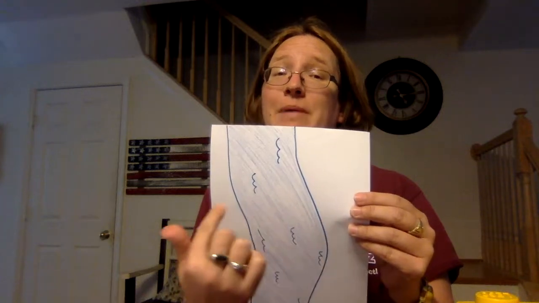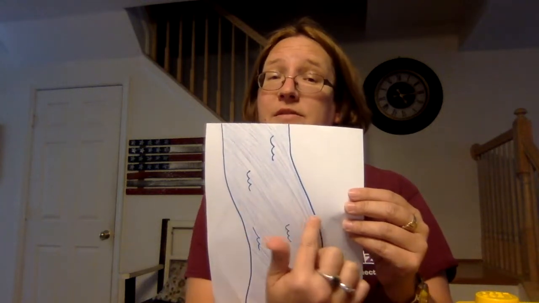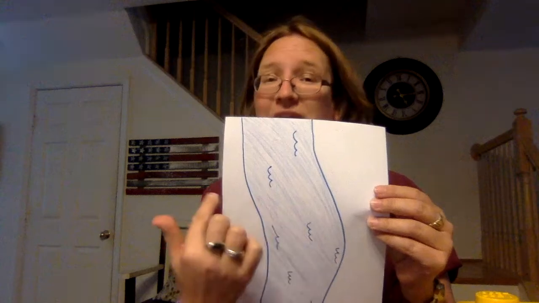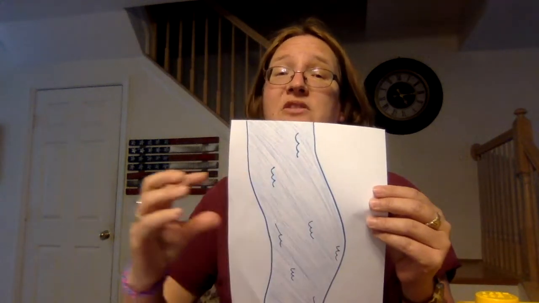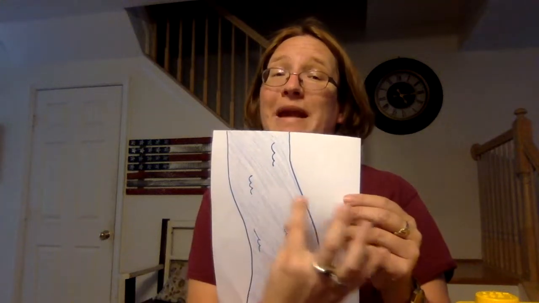Now, when we think about the part that's going across the river, that is called your beam. The beam is the horizontal part of the bridge that's going to be going across. It's going to span the river.